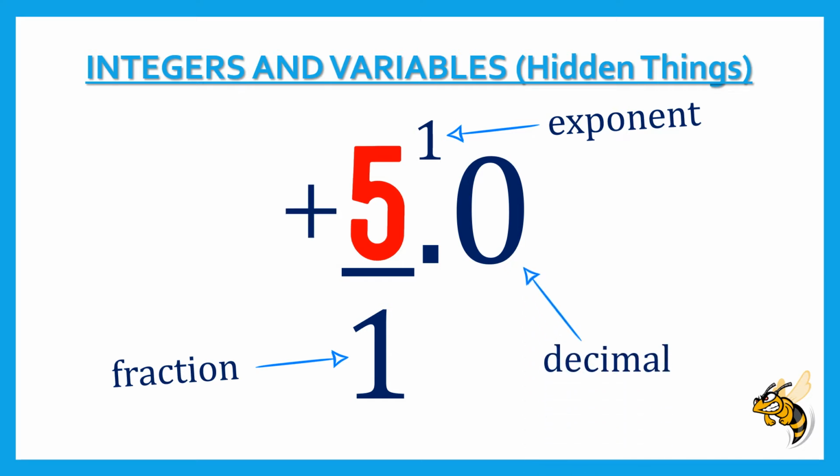It also has a positive sign, but because positive numbers are the first set of numbers we always learn, it is understood. But if it was negative, it would have the negative sign in front of it. And in that case, it will only have 3 hidden things.